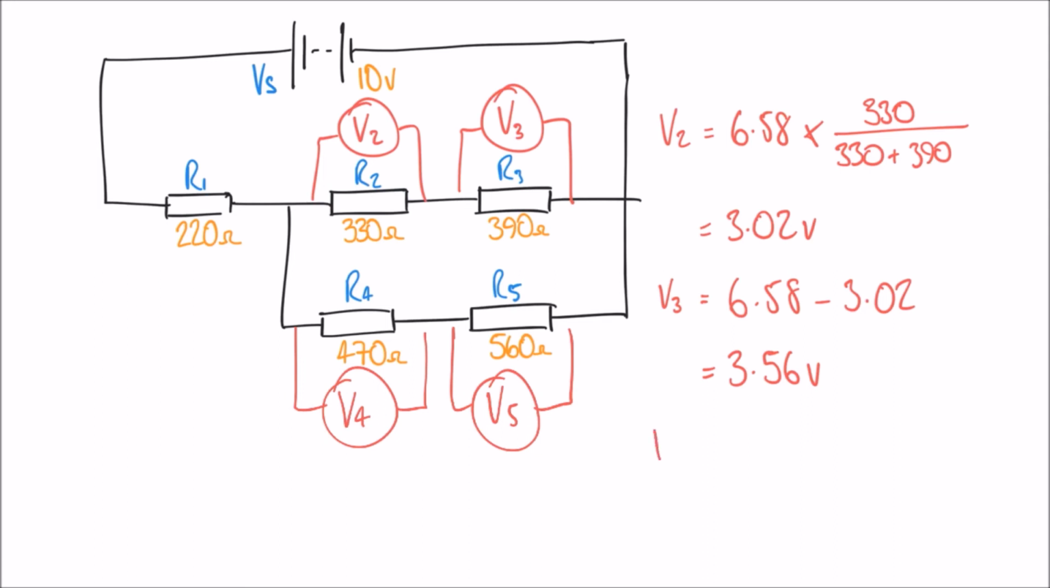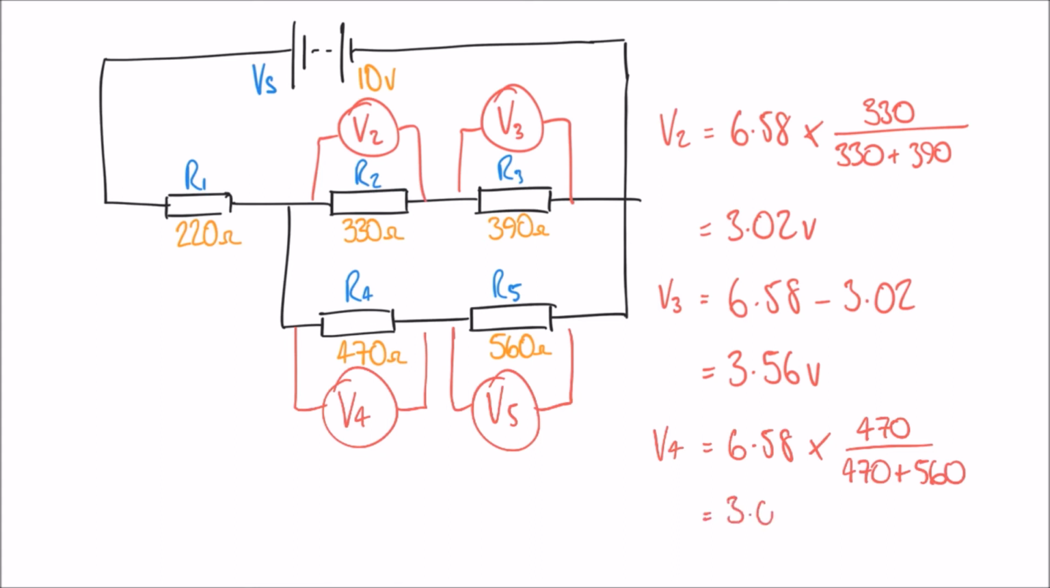We can say that V4 is equal to 6.58 multiplied by a fraction. And again, on the top of that fraction, I must put the resistor that I'm measuring across. So V4 is measured across 470. And on the bottom of that fraction, I put both resistors in my potential divider, R4 and R5, added together. So 470 plus 560. And that gives me an answer of 3 volts, pretty much exactly.